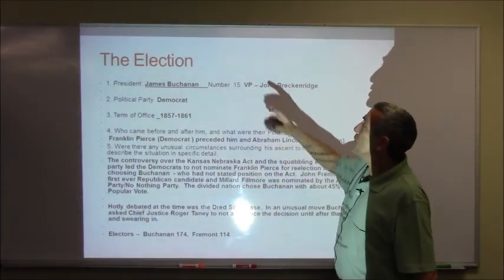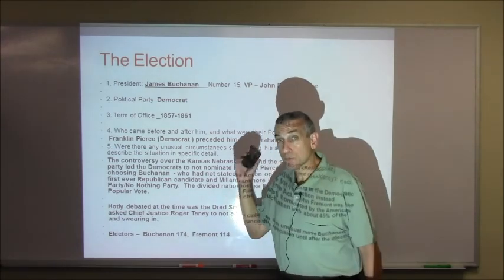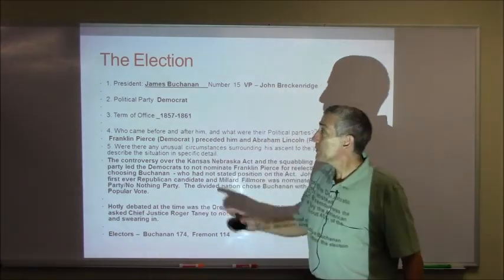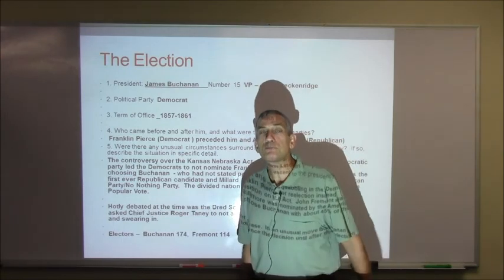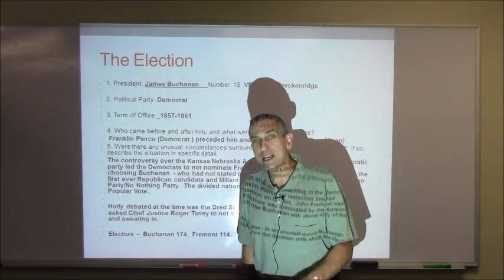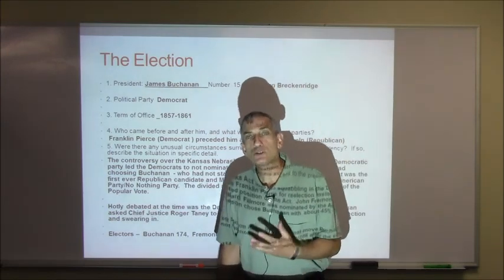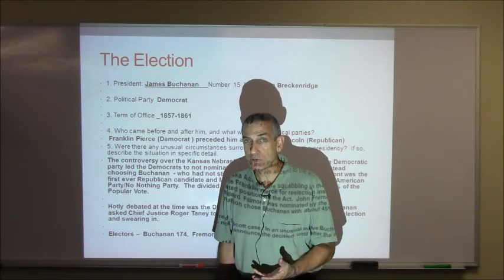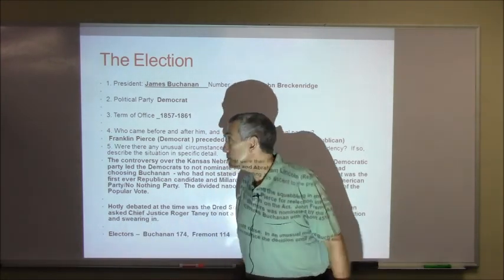James Buchanan, 15th president of the United States, his vice president was John Breckinridge, who will end up running in the 1860 election. Political party, Democrat, term of office 1857 to 1861, another one-term president. Remember, a time period filled with one-term presidents does not allow for any continuity of policy. And sure enough, the 1850s is called the decade of crisis because we just can't seem to figure it out, and it's certainly going to end in war.